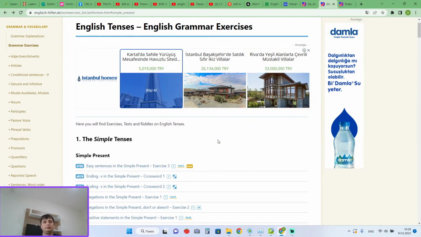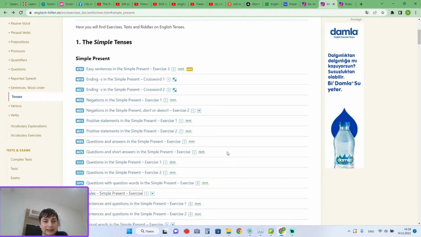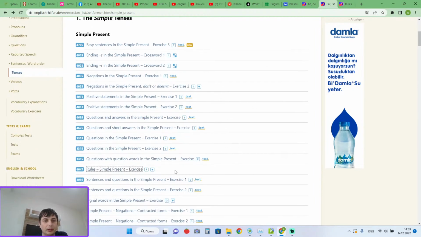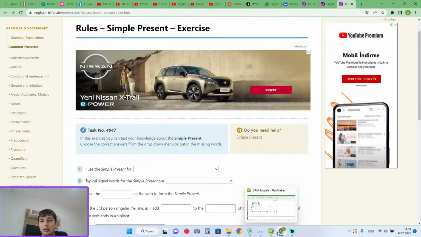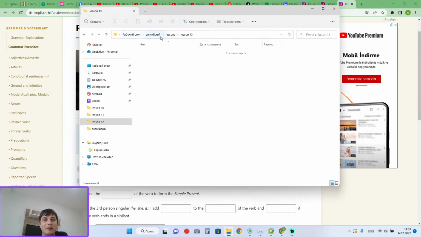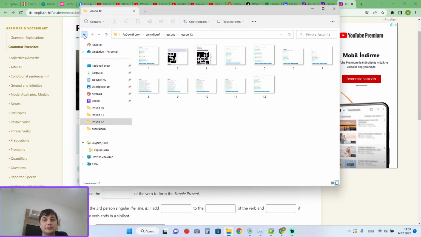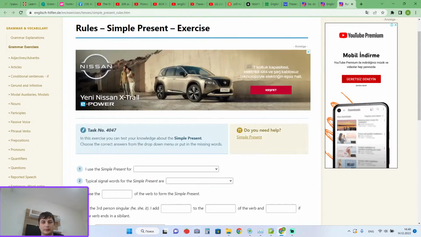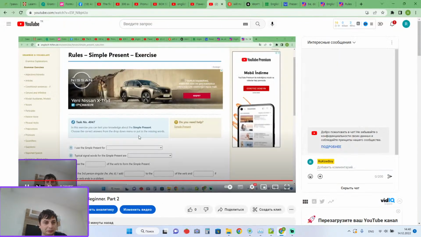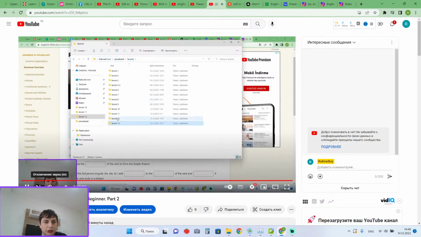And we continue our exercises. We stop here, and now we do this exercise. Exercise number... I don't remember. 13, yes. 13 lessons, 13 exercises. I'm just checking sound and picture.